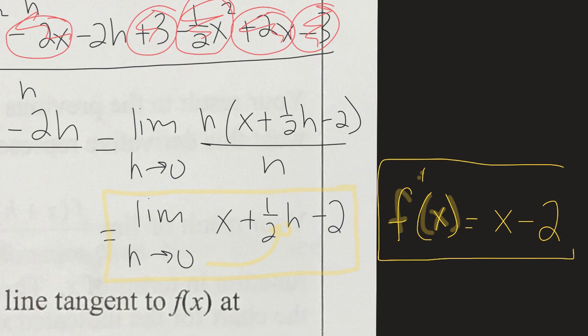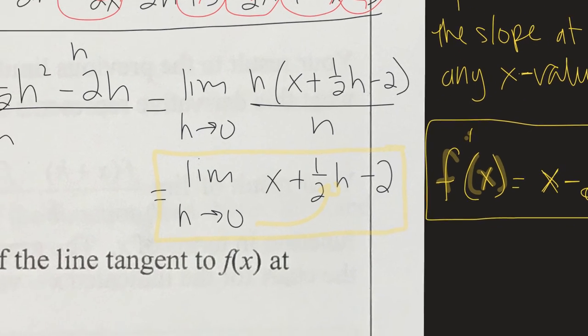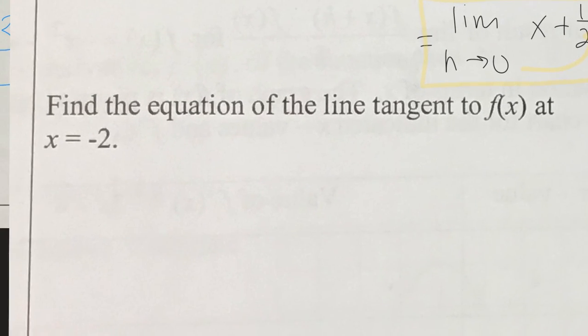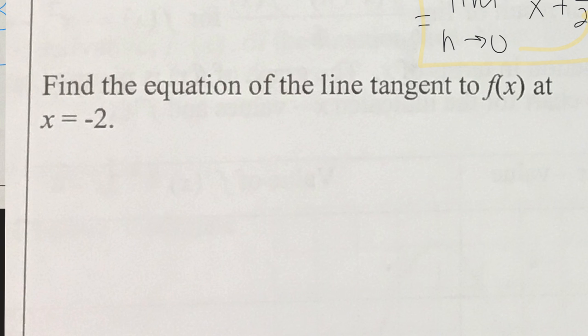Okay, so we did all of that work to find out that the derivative, or the equation for your slope at any point, is just x minus 2. Remember, the derivative is the slope of the line, or rather the equation to find the slope of the line at any given x value. So now that we know the equation, x minus 2, we can come over here and find our equation of the tangent line at x equals negative 2.